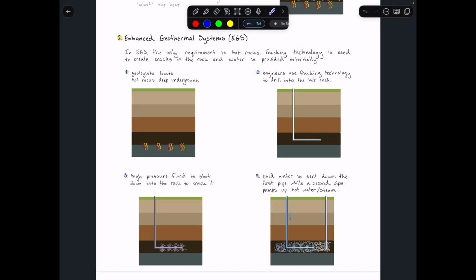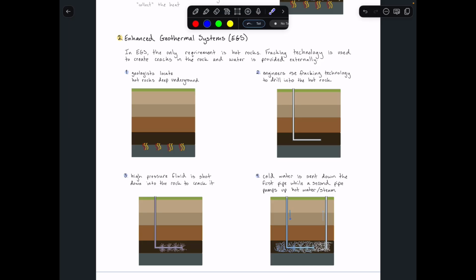They drill this well. And then what happens is once they've drilled the well, they send a very high pressure fluid down into this well, which cracks the rock here. This is pretty much exactly the same process as fracking. After creating these fractures in the rock, it creates this artificial, it breaks up the rock, allowing water to permeate through this rock.